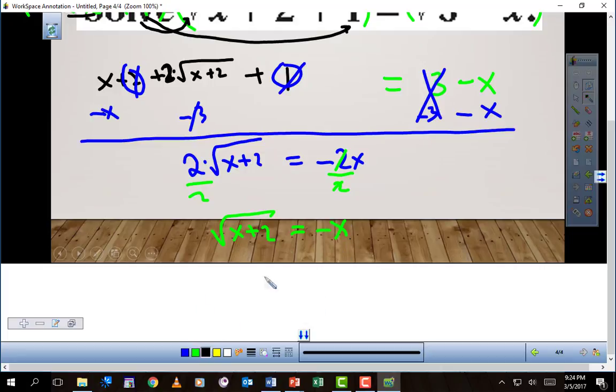Well, at this point, you should know that there's something fishy going on because this side is a positive number and it's equal to a negative number. Well, unless x itself is negative. So let's see what happens if we square this side and we square this side. Then the square is going to cancel out the square root, and I have x plus 2 is equal to negative x times itself, negative x times negative x is equal to x squared. So I have an x squared here.